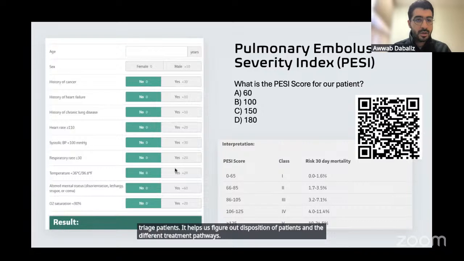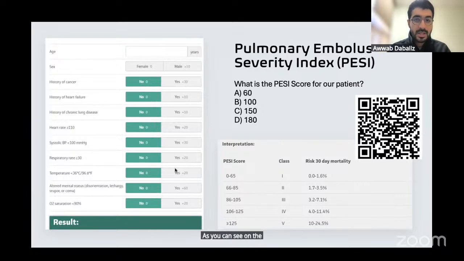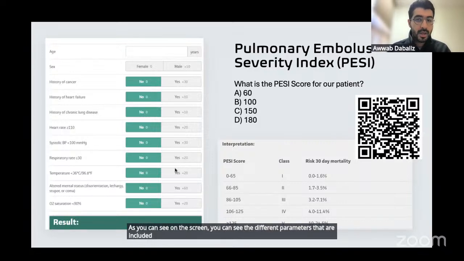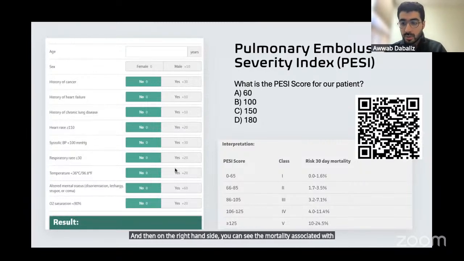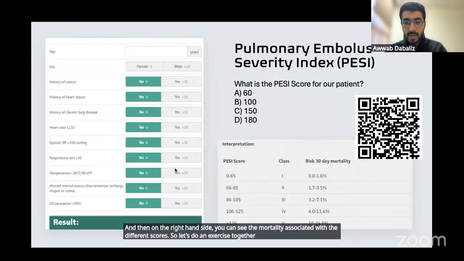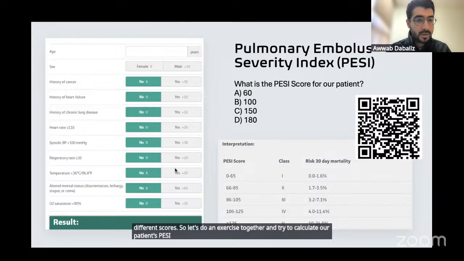As you can see on the screen, you can see the different parameters that are included in the scoring of someone with an acute PE in order to get a PESI score. And then on the right-hand side, you can see the mortality associated with the different scores. So let's do an exercise together and try to calculate our patient's PESI score. Now, a few reminders.